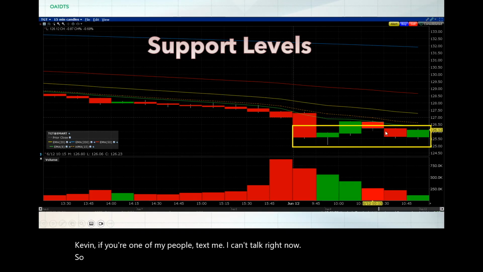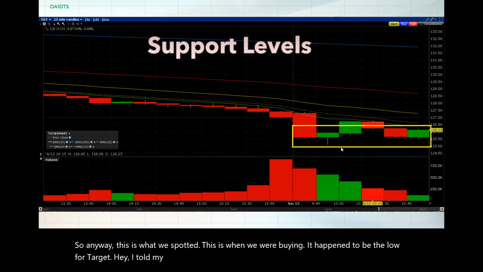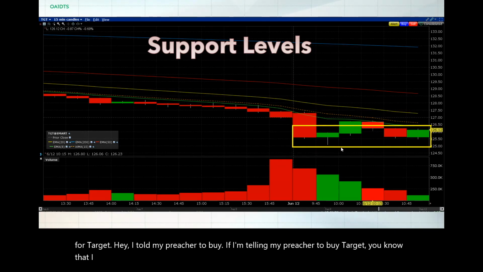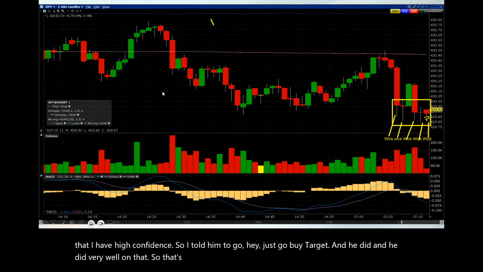Anyway, this is what we spotted. This is when we were buying. It happened to be the low for Target. Hey, I told my preacher to buy. If I'm telling my preacher to buy Target, you know that I have high confidence. So I told him, hey, just go buy Target. And he did, and he did very well on that. So that's Target.